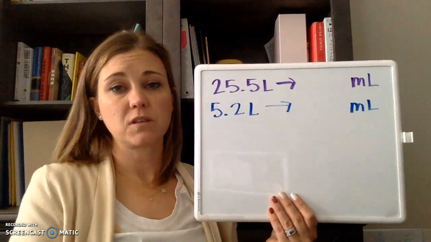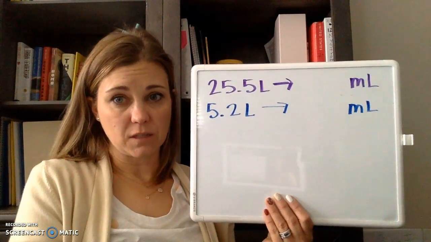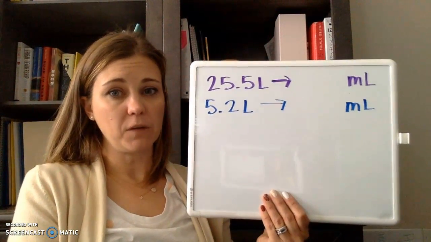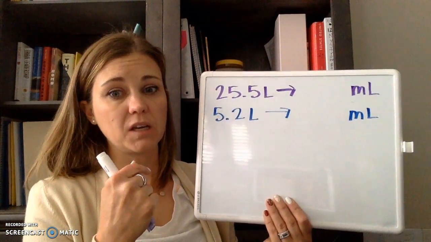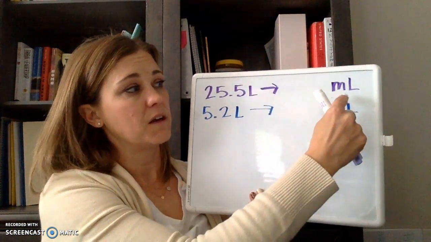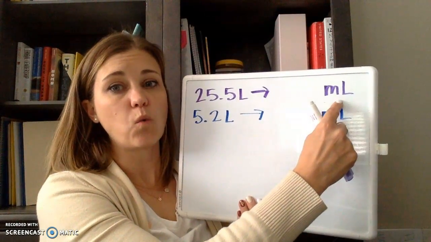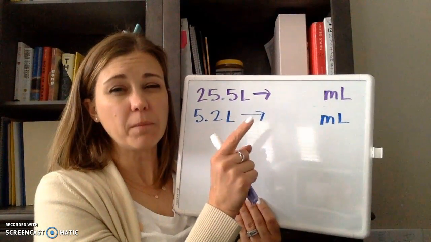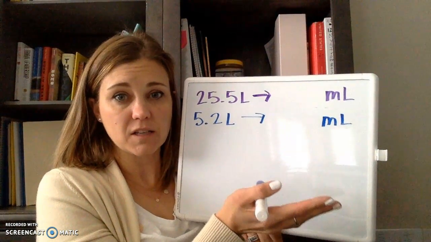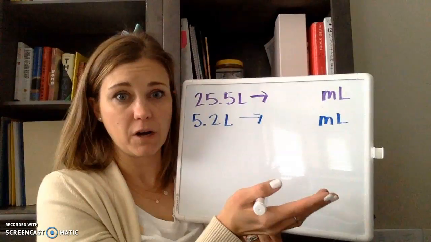So now how many times do I need to move that decimal? I know I'm moving it to the right. How many times do I need to move that to the right? Well, I know because I've done a lot of practice that there are 1,000 milliliters in 1 liter. Now remember, if you don't remember, you just use your chart. It says it right there in our chart from our lesson. So I need to move that decimal.